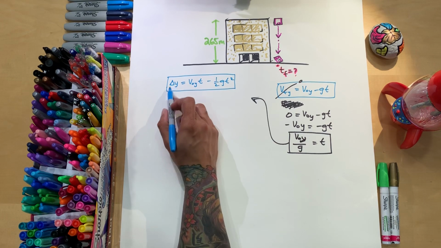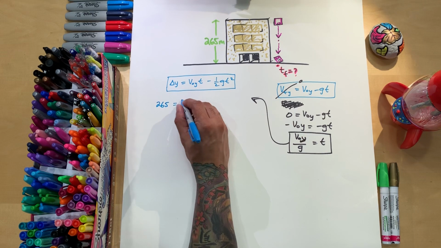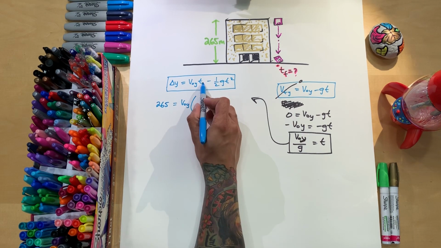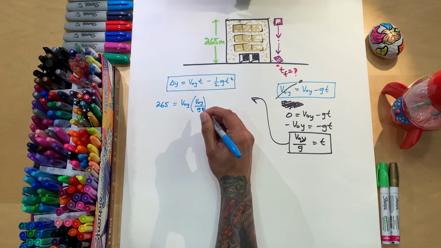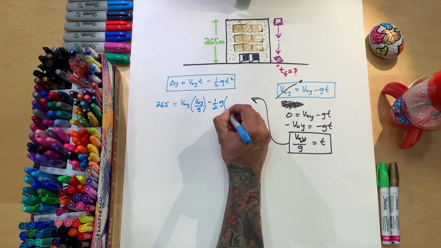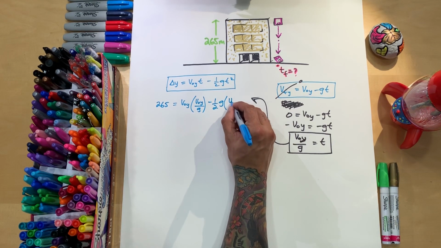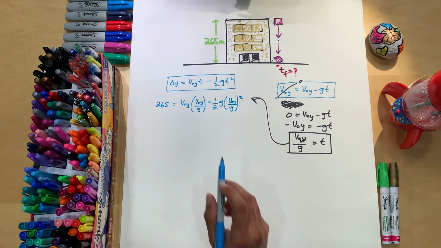I'm going to write 265 here already. So 265 is equal to velocity initial. Where the t is at, I'm going to put this: velocity initial in the y over gravity, minus 1/2 g. And when you have the t squared, I'm going to put velocity initial over gravity, squared.